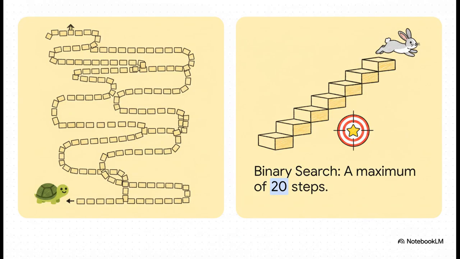And there it is. The difference is just mind-blowing. Our slow and steady linear search might have to make over 1 million checks, but our clever divide-and-conquer binary search, by just repeatedly cutting the problem in half, is guaranteed to find the answer in a maximum of 20, just 20 steps. That's not a small improvement. That's a different universe of performance.